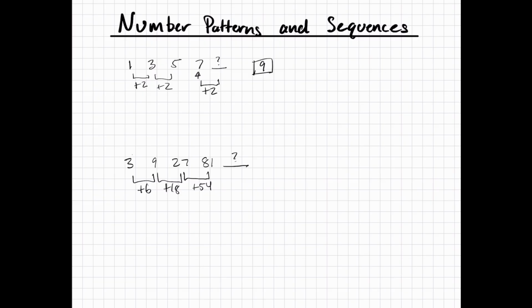Maybe it's geometric. That's times 3. 3 times 3 is 9. 9 times 3 is 27. 27 times 3, you can check this with a calculator if you don't know it, but 27 times 3 is 81. Yes, it looks geometric. We're multiplying by 3 every time. So how do we get to our last number? We start with 81. We multiply by 3. 81 times 3 is 243. That's going to be our answer.